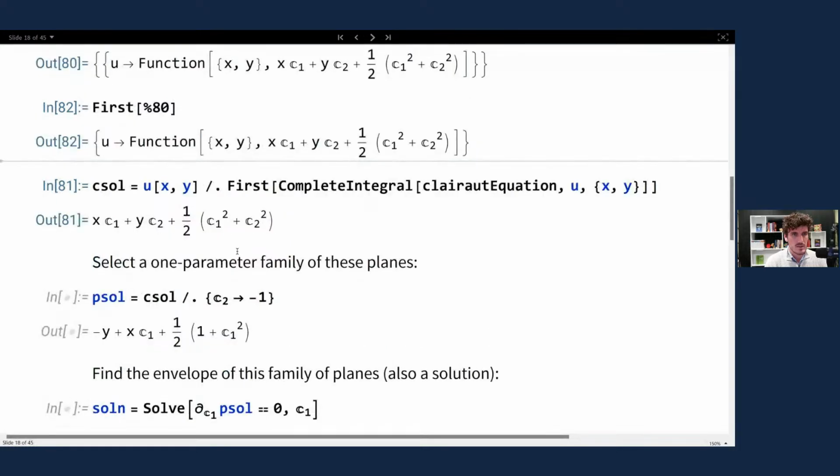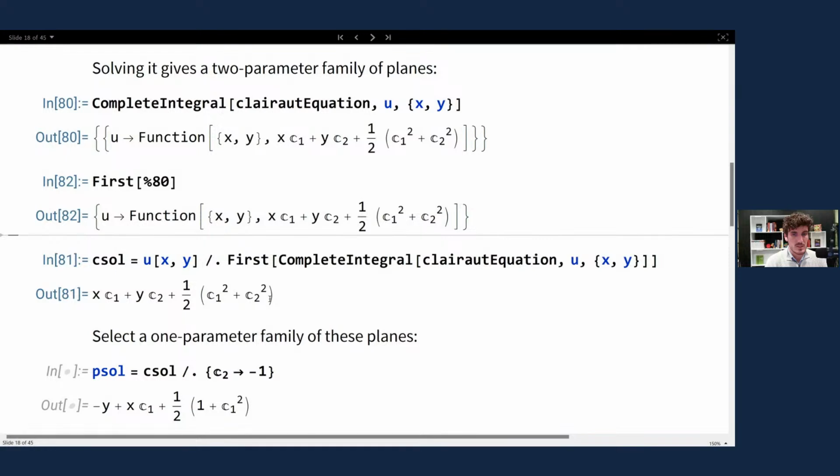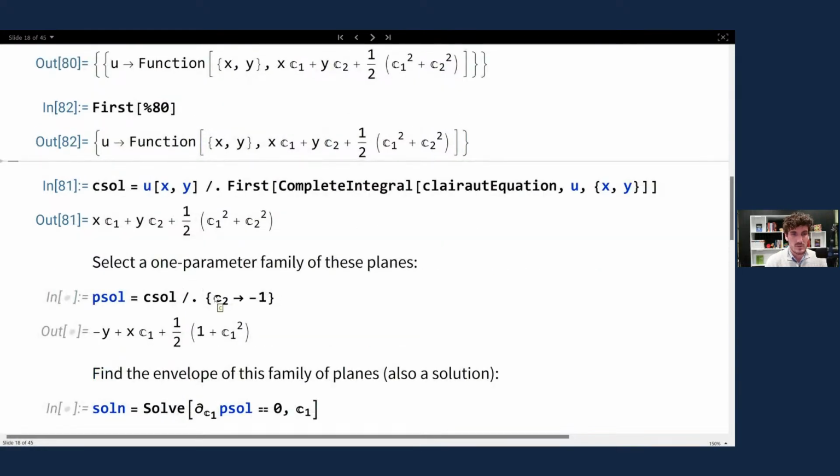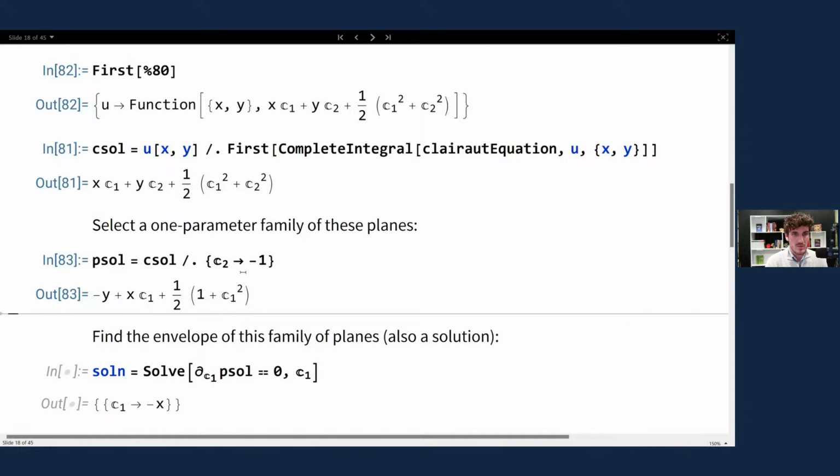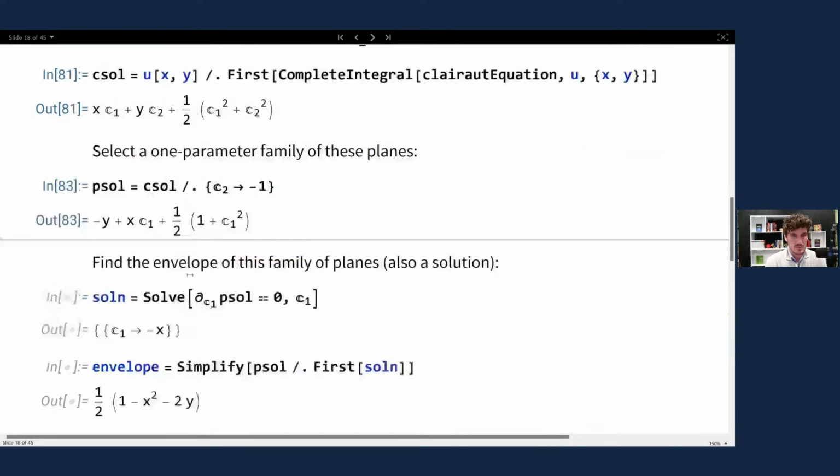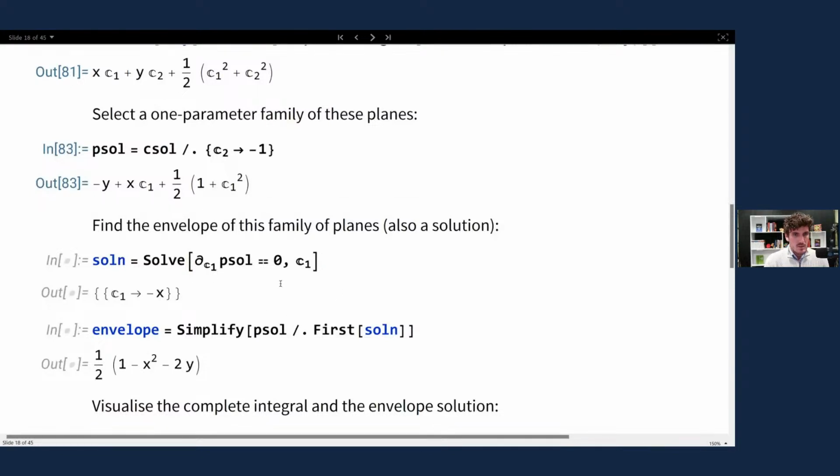Okay, so we've got our two parameter family of planes, and then we're going to set one of these parameters equal to -1 using another replace all. Okay, so now we've got C2. C1 is the only variable that we're allowing to take on multiple values. Okay, and then we solve the partial differential equation for C1, and we just get C1 goes to -x.